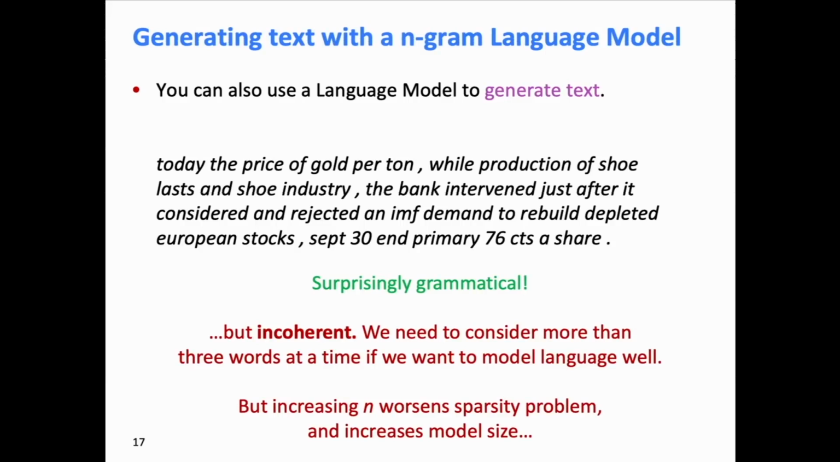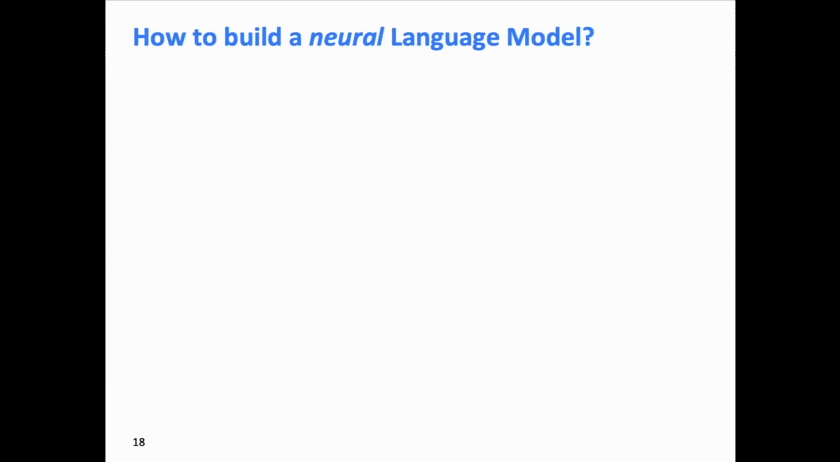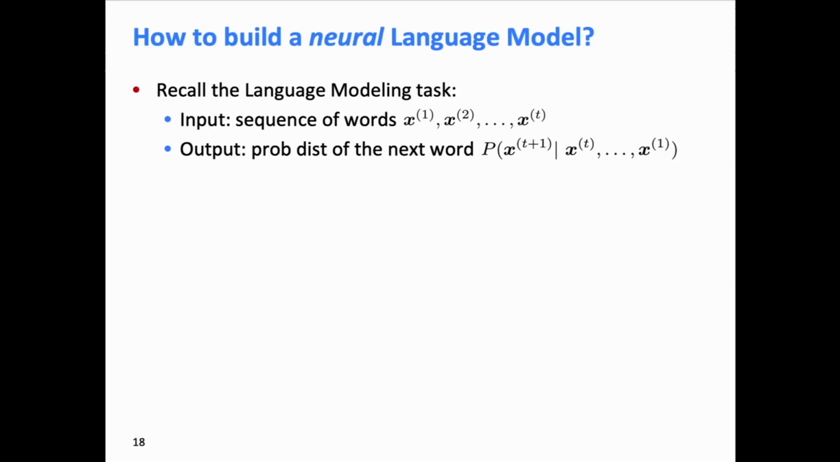OK. So this class is called NLP with deep learning. So you're probably thinking, how do we build a neural language model? Let's just recap, in case you forgot. Remember that a language model is something that takes input, which is a sequence of words x1 up to xt, and then it outputs a probability distribution of what the next word might be, xt plus 1.